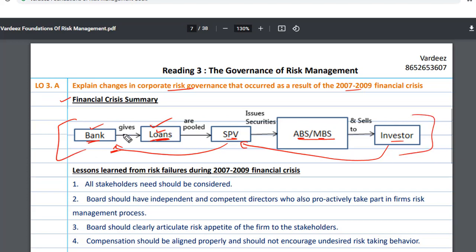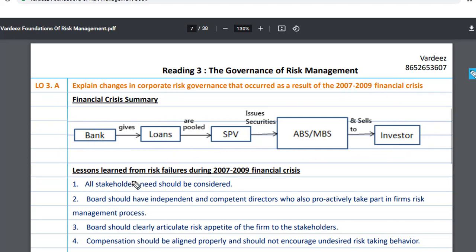Now this model that we have here is referred to as securitization. We're going to be talking about this in the next lesson, but for now, understand that this is a summary of securitization, and due to the banks making more and more profit, this actually led in part to the financial crisis. Okay, now what lessons can we learn from the financial crisis of 2007?